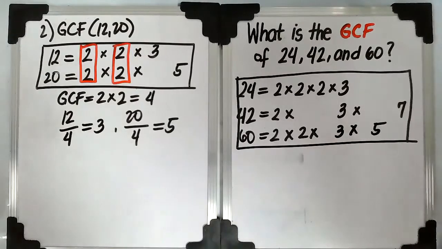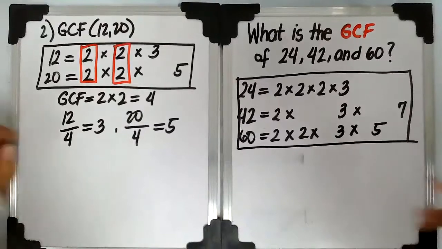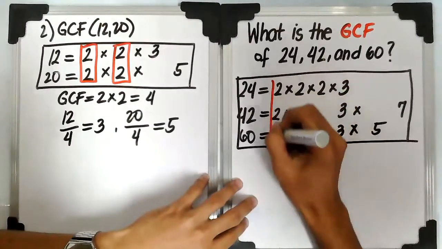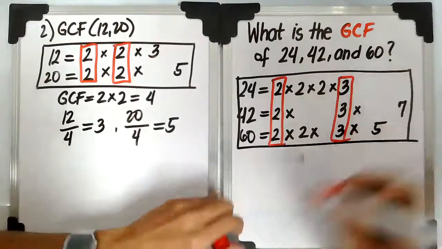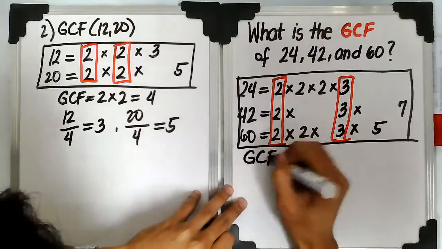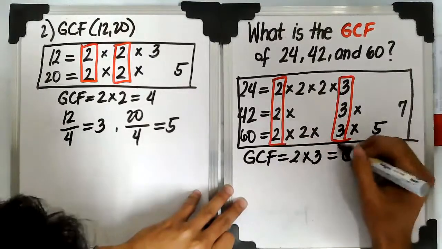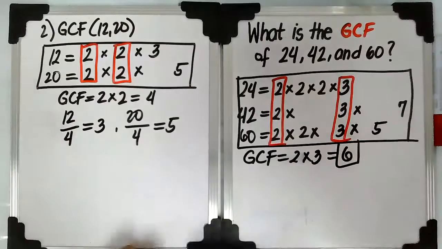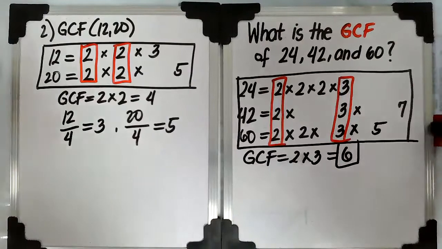As you can see in the table, 24, 42, and 60 have factors in common, which are 2 and 3. So your GCF here will be equal to 2 times 3, which is equal to 6. If we divide the given numbers by 6, the quotients should be equal to the factors that are left on the table.